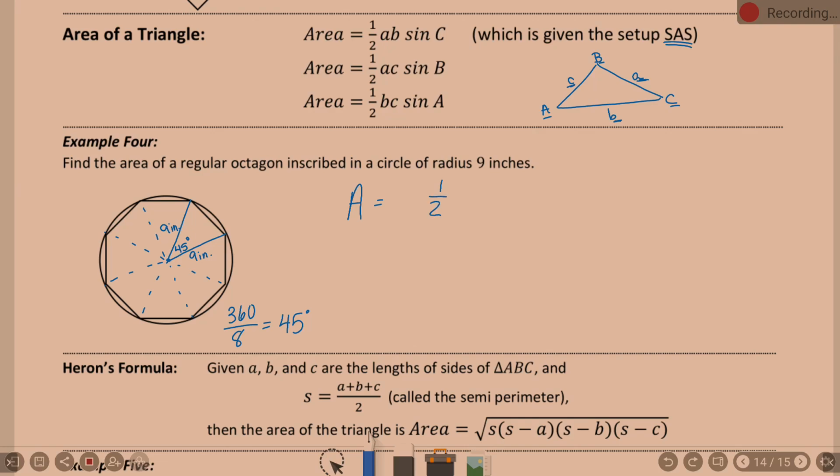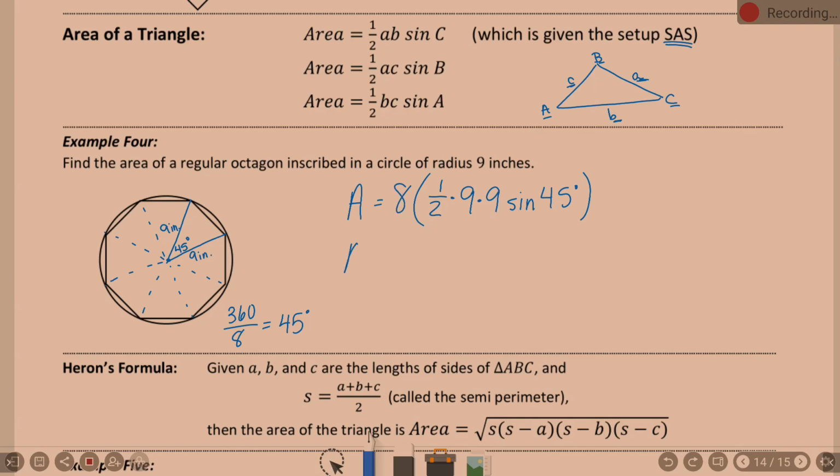1/2 times, what are the two sides? 9 and 9. Times, notice it's the sine, I know we're in law of cosine lesson, but sine of what angle? 45. We're in a 2 over 2, by the way. Now, that's going to give me, what's this going to give me the area of? One triangle. What do you have to do with this answer? Multiply it by 8.